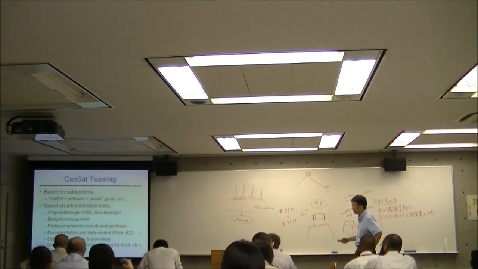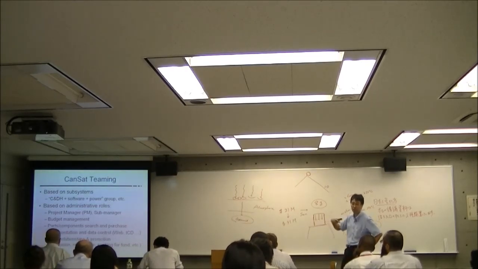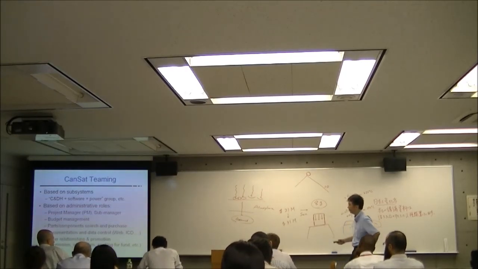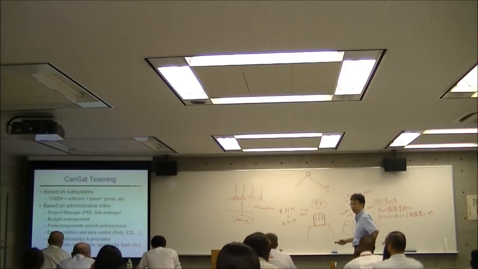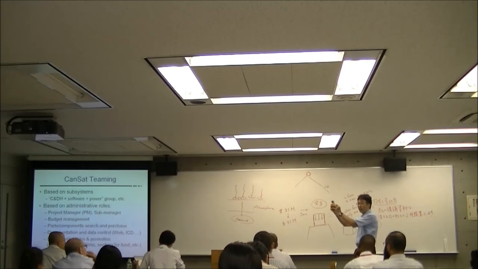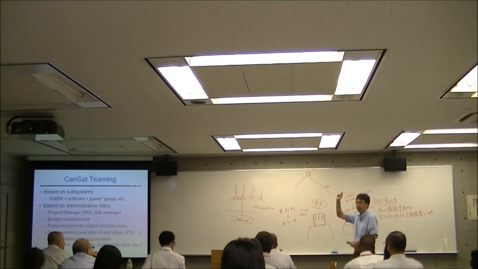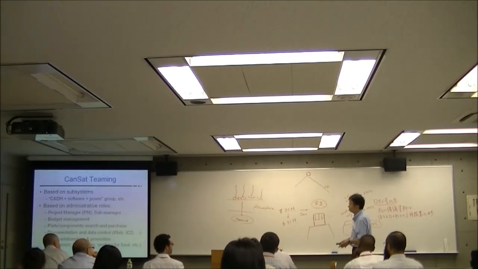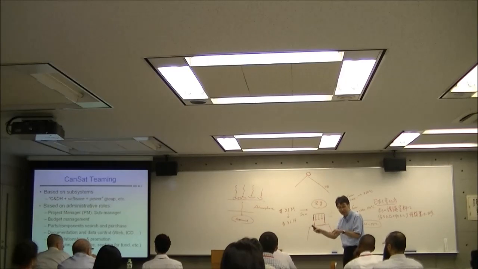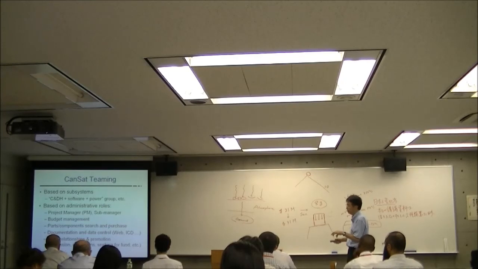And one student should do budget management. Okay. Because you should manage the cost, the total cost. And budget management is very good. And the third one is parts and components search and purchase. If someone wants to have a certain type of component, for example, I need this resistor, I need this LED, then this person should search from the internet or go to a parts shop to find and purchase it. So this is another example.